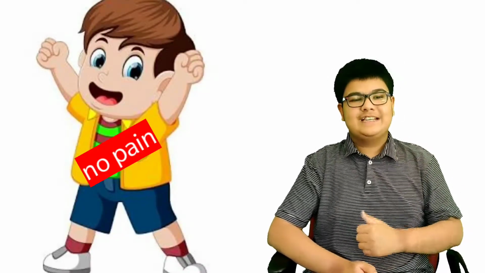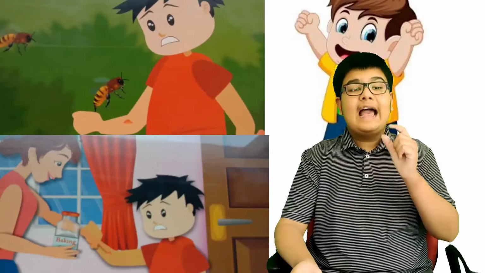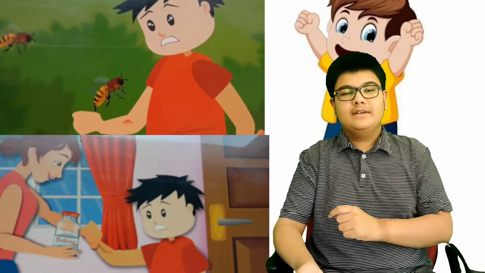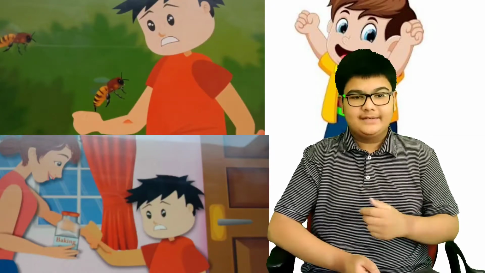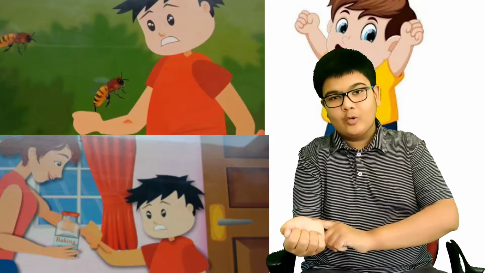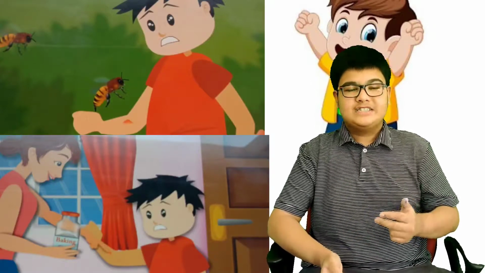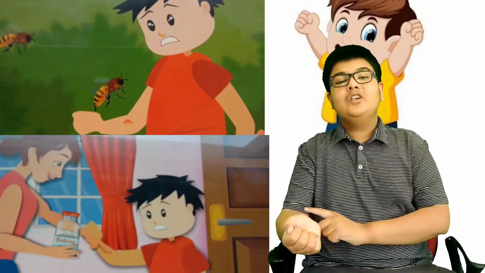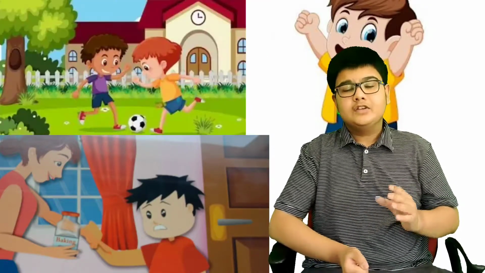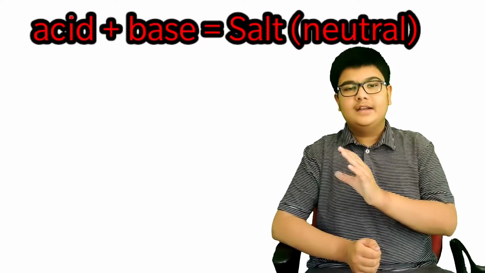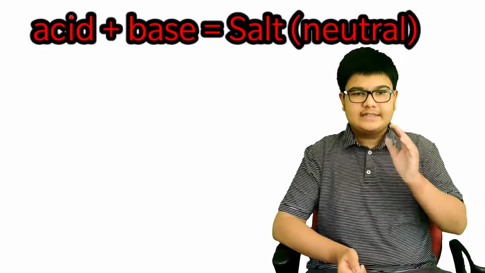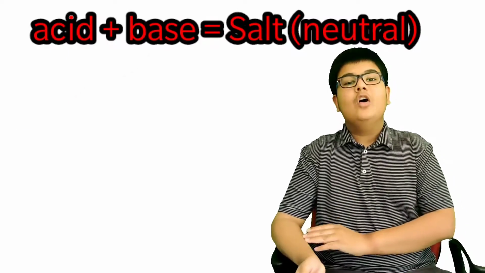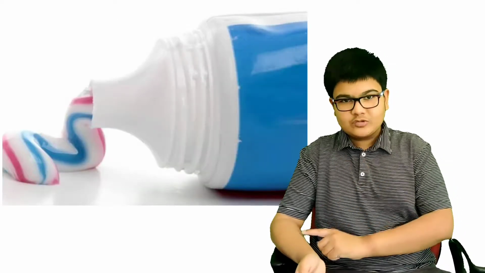Now, how did this magic happen? When the honeybee bit you, it injected an acid into your body which caused the irritation and the swelling. And when your mother applied that powder, which was baking soda and which is a base, it neutralized the effect of the acid. And as we know, acid plus base results in a salt, which is a neutral substance. So that's why your swelling disappeared. Similarly, you can also apply toothpaste to that wound. Then also the swelling will disappear.